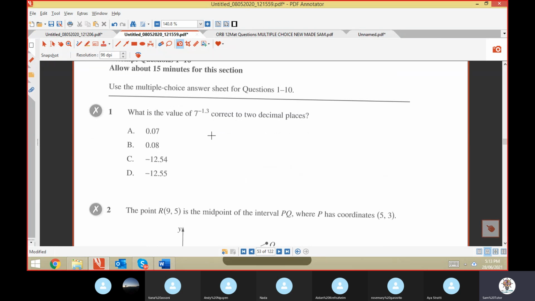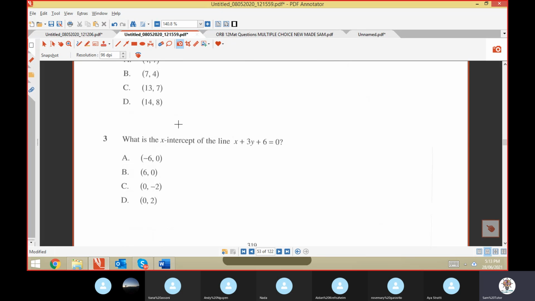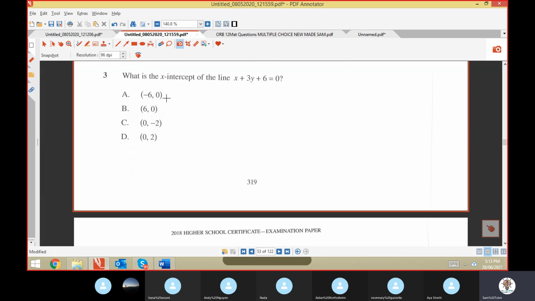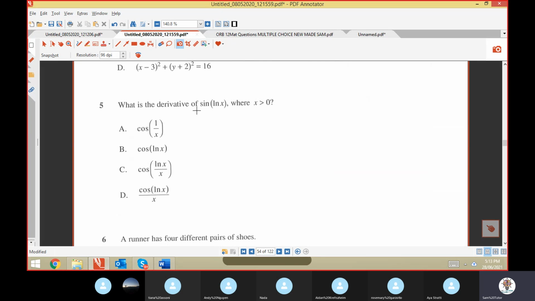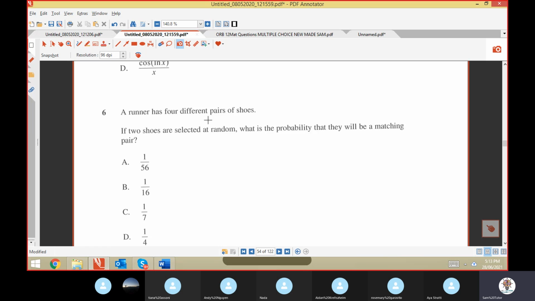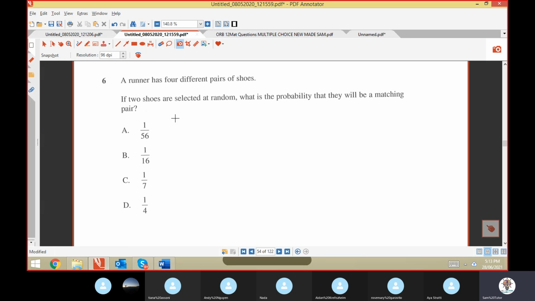All right. I'm going to skip the basic questions now, like what is the x-intercept, and just move straight to some of the more difficult style ones. All right, question 6. A runner has 4 different pairs of shoes. If 2 shoes are selected at random, what is the probability there will be a matching pair? Well, it has 4 different pairs of shoes.